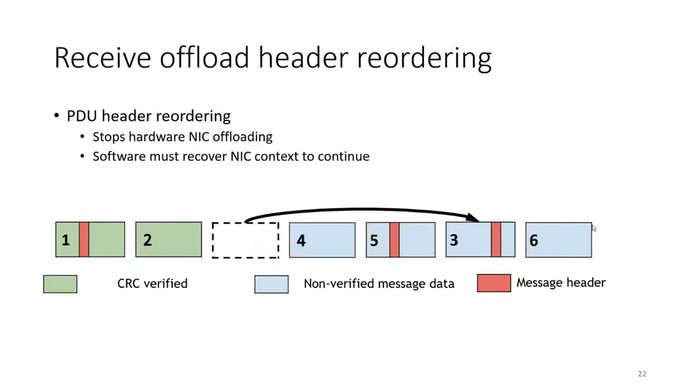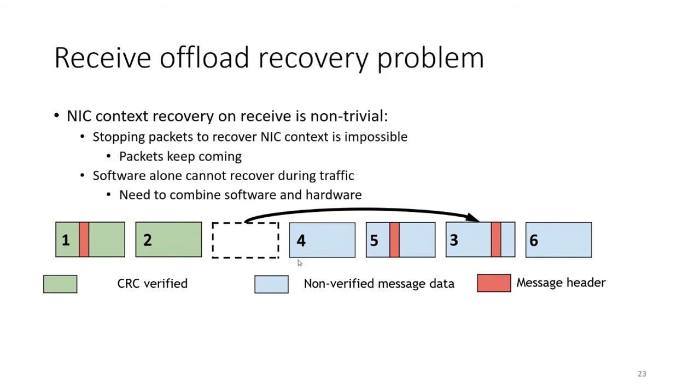Now, the little problem is with header reordering, such as the case here, where packet 3, which contained a PDU header, was reordered and received later. As a result, the NIC stops offloading completely, and it waits for software to recover the NIC context. This problem is particularly non-trivial, as packets continue to arrive, and we would not like to stop all software processing just to synchronize the NIC, so we need to somehow do it while handling traffic.